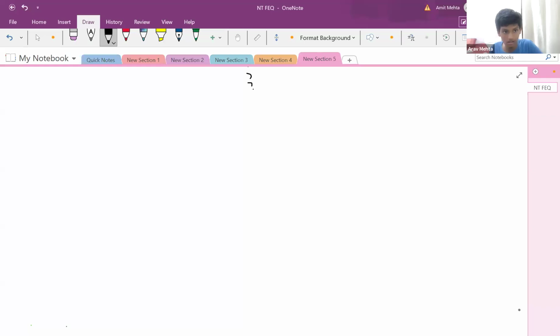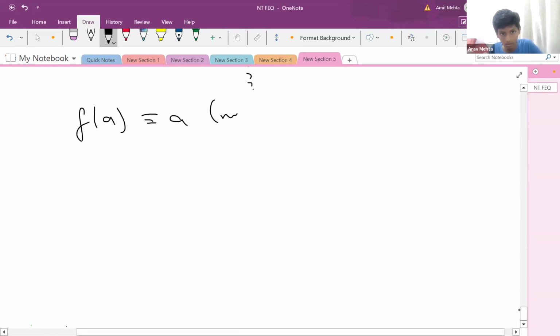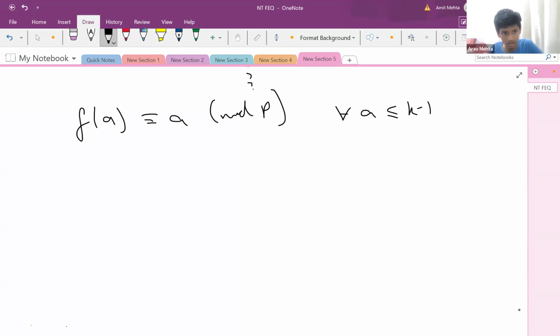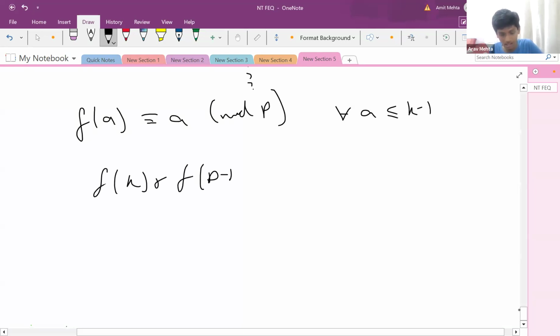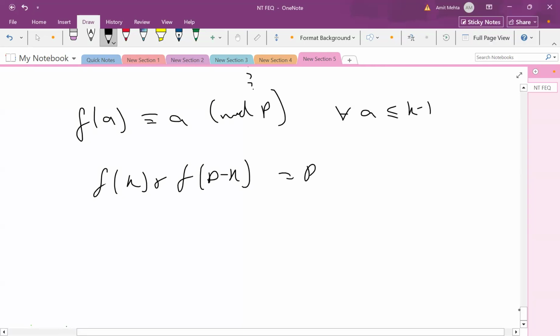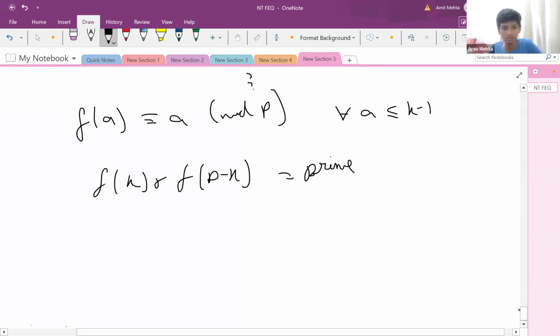So we are strong inducting on the assumption that f of a is congruent to a mod 2 for all a less than or equal to k minus 1. And then we are just saying that f of k plus f of p minus k must be a prime, which is odd.